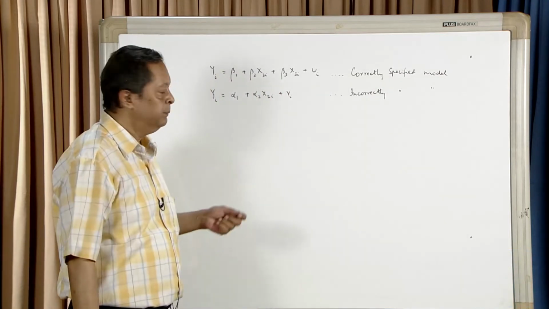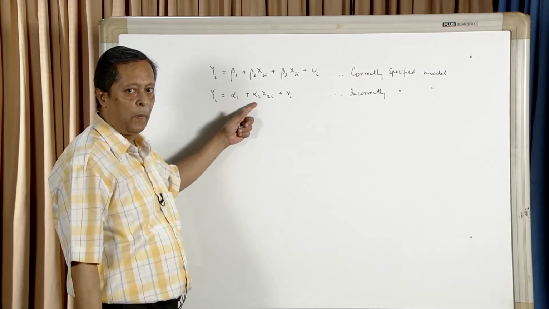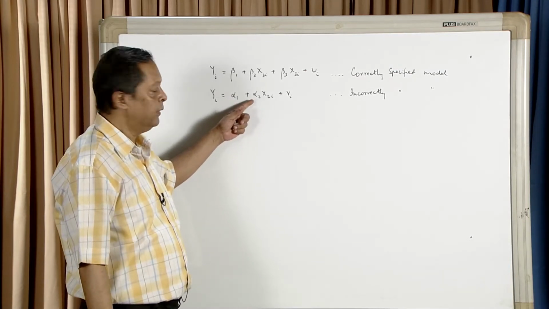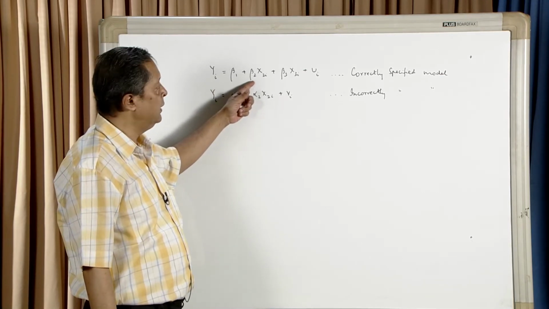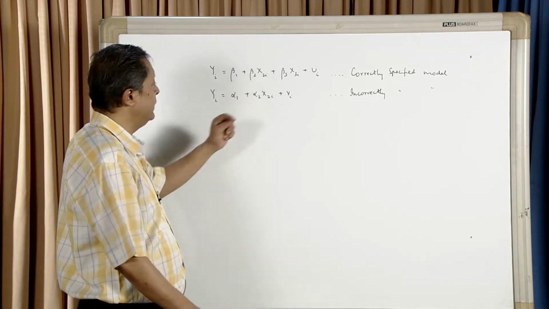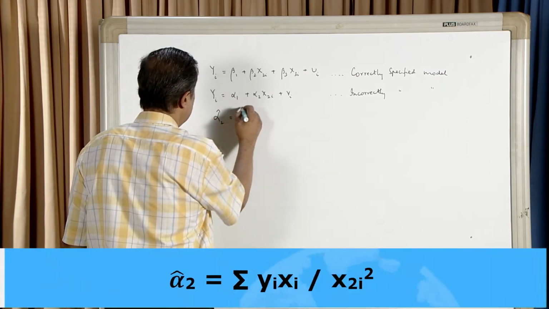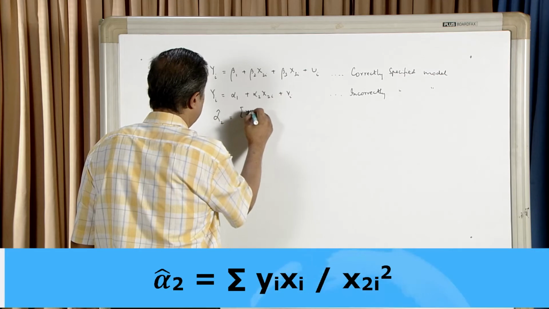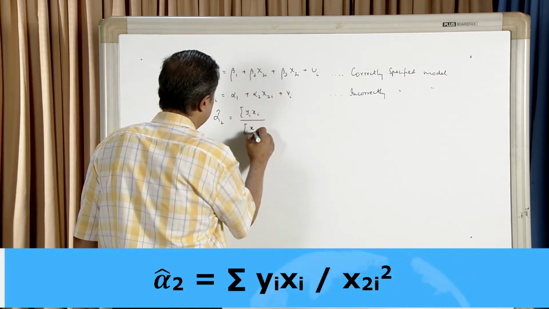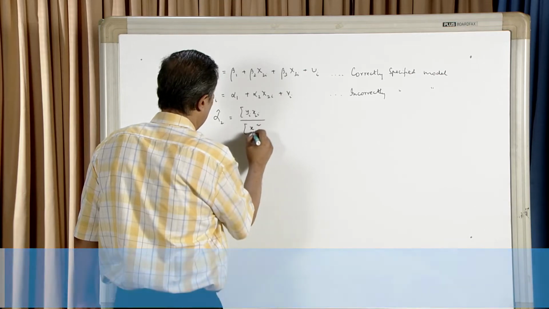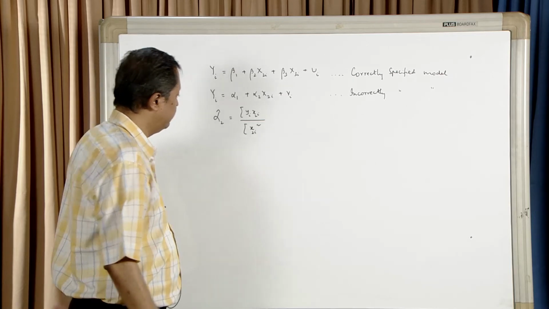Now, we will see that if we use the incorrectly specified model to estimate alpha 2, then it will not give a true reflection of the corresponding parameter beta 2 in the correctly specified model. So, from the incorrectly specified model, we have alpha 2 hat is equal to summation y_i x_i in deviation form divided by summation x_i square, or y_i x2i divided by x2i square.